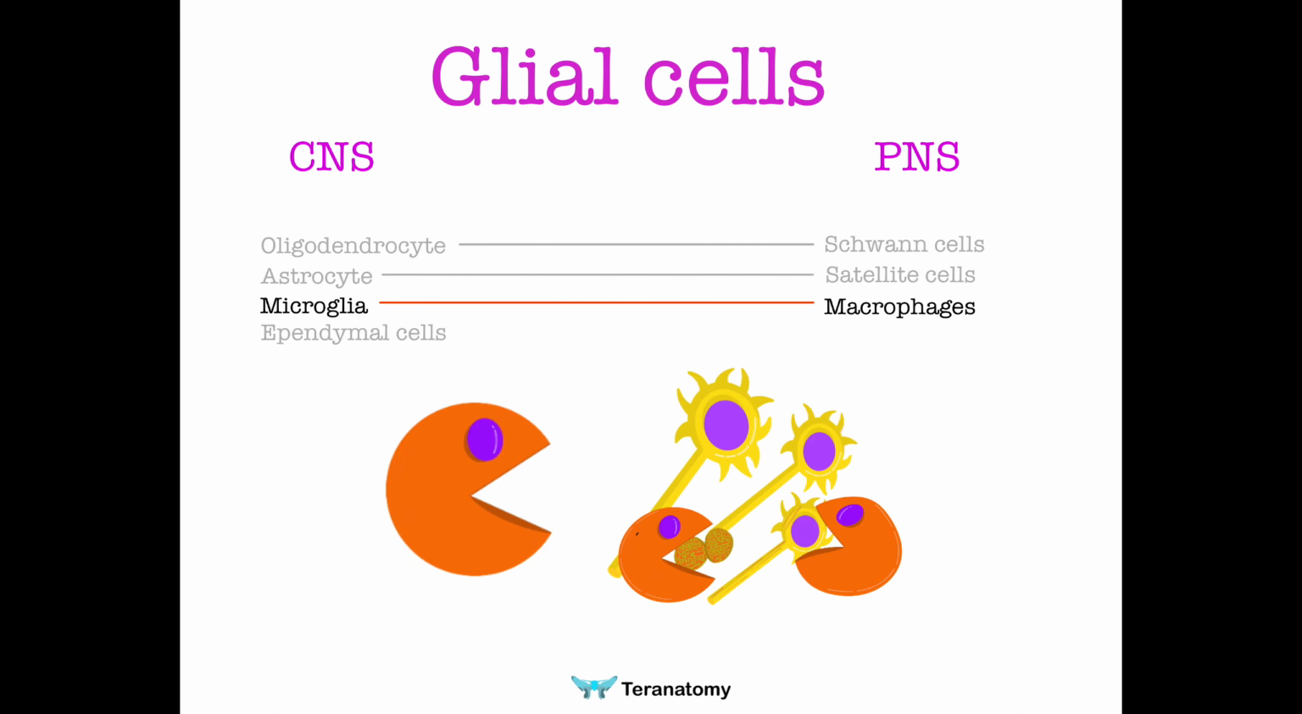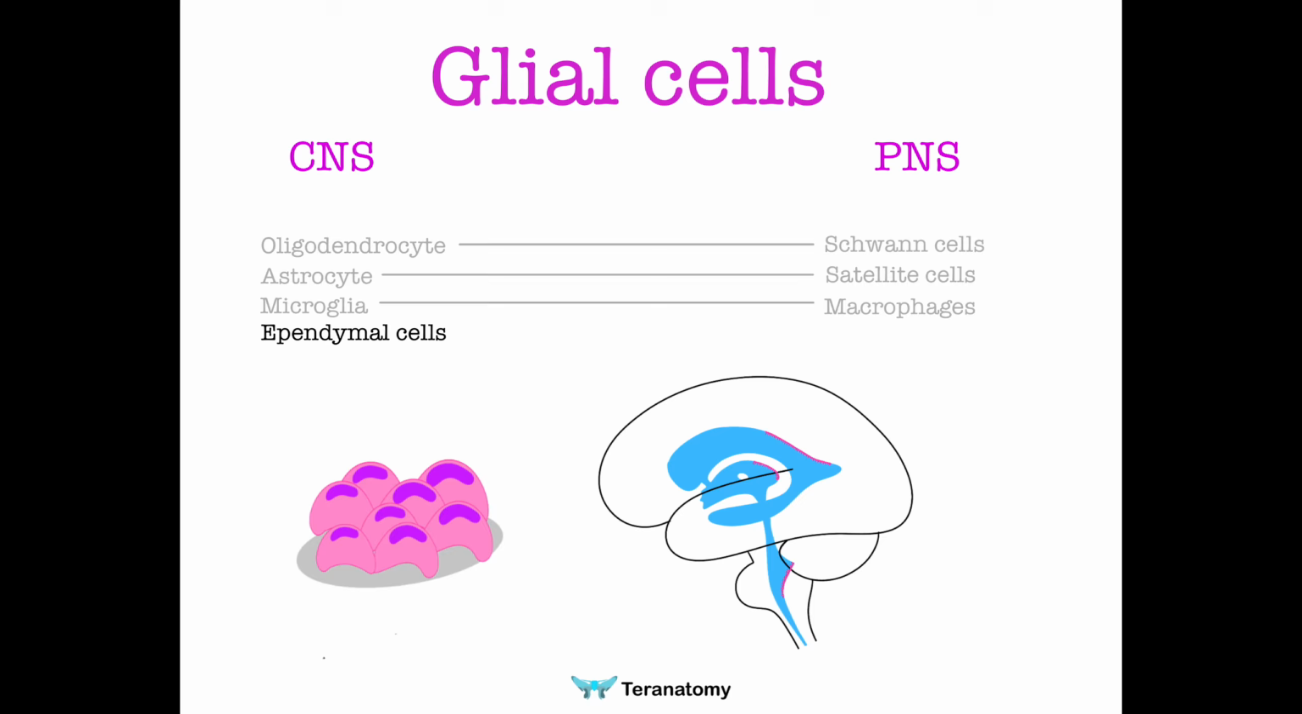One important distinction is their developmental origin. Unlike other glial cells that arise from the neuroectoderm, microglia derive from mesodermal lineage during very early embryonic stages, specifically from progenitor cells that migrate from the yolk sac. Finally, let's take a look at the ependymal cells.